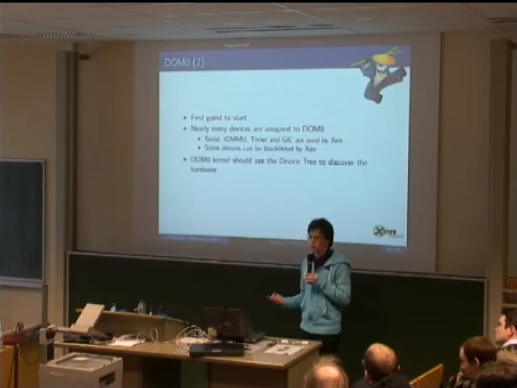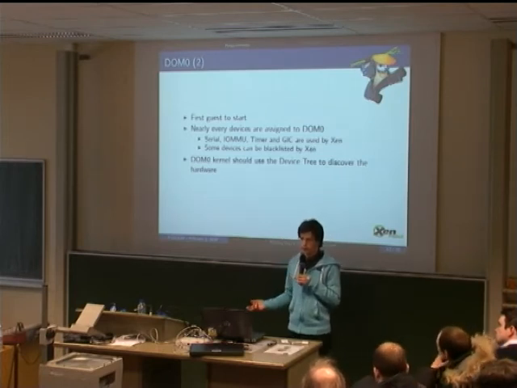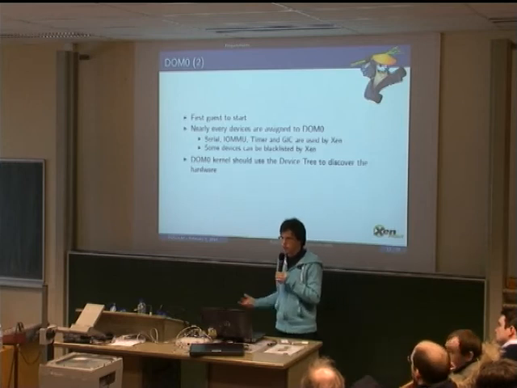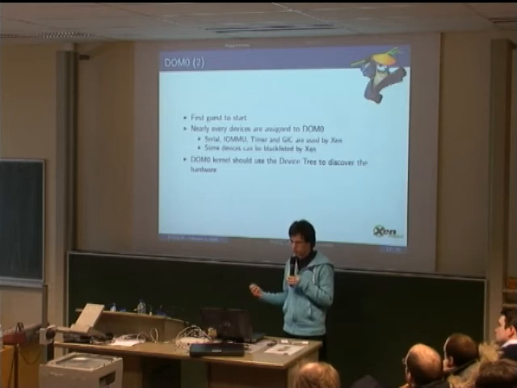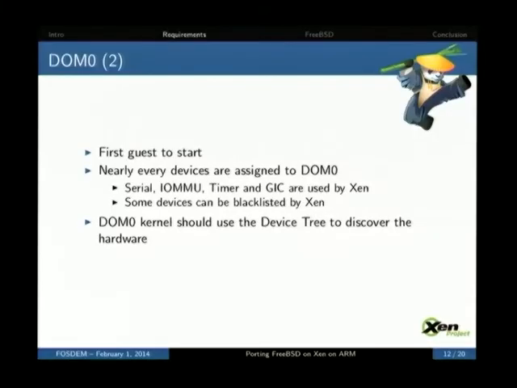Every device is assigned to DOM0. There are some devices which are used by Xen, for example, the serial, if you want to have a console in Xen. The IOMMU, if you want to protect your device, to give your device to DOM0 or to another guest. The timer on the GIC is also used by Xen. And there are some devices which we choose to blacklist in Xen.